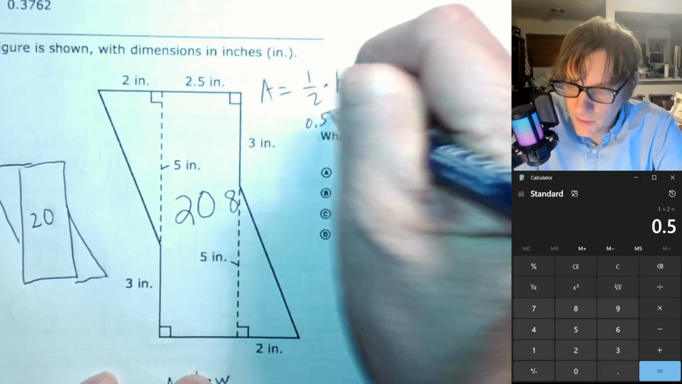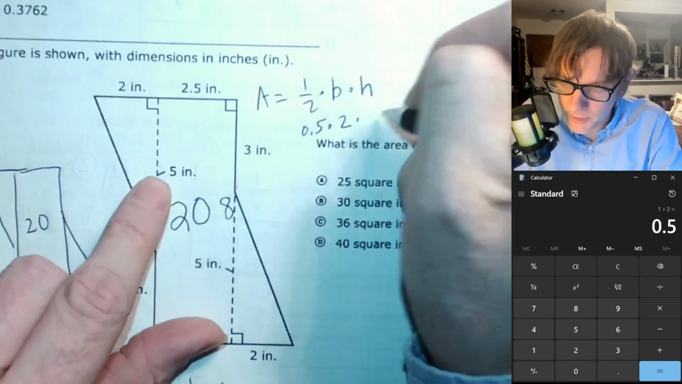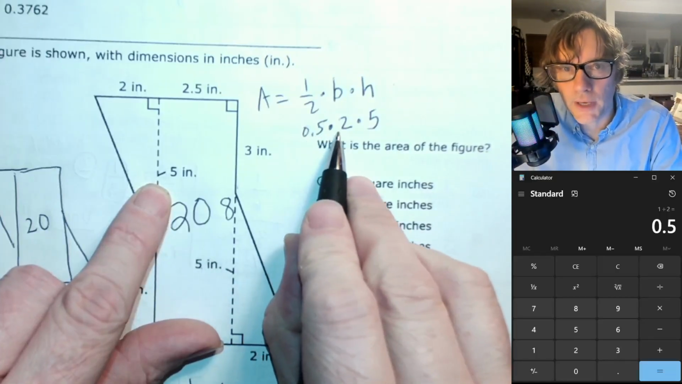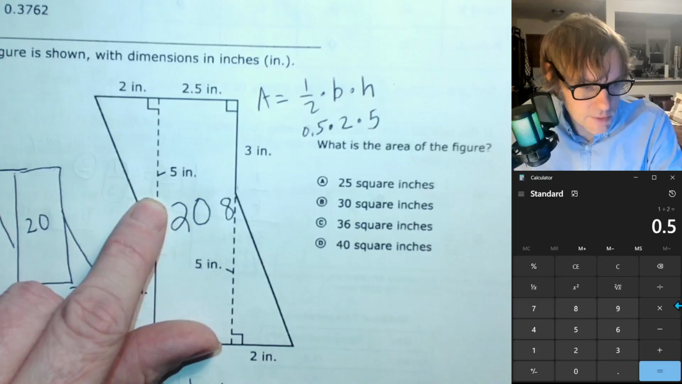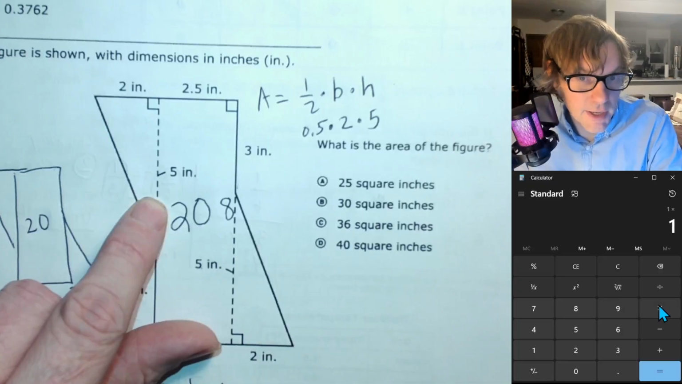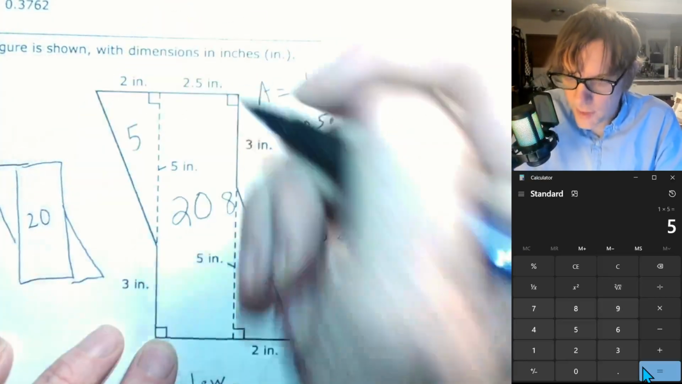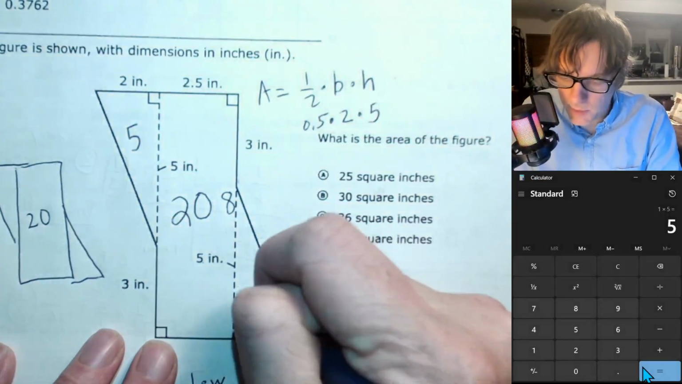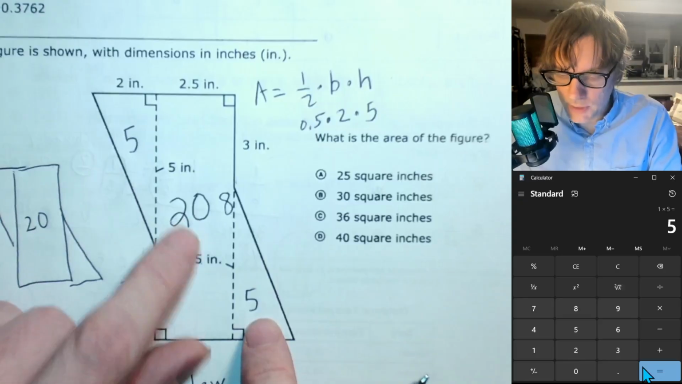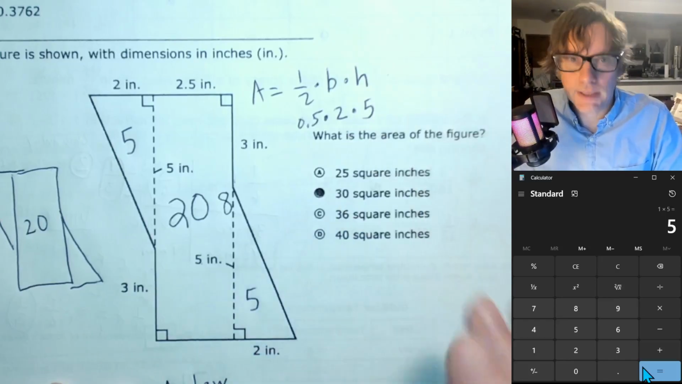I'll write it up right here, and then I'm multiplying by the base, which we'll call 2, and the height will be the 5. Now let's type this whole thing in my calculator: 0.5 times 2 times 5 equals 5 for that one. The other two are the same, they're both 5s. Now add it all up: 5 plus 20 plus 5 is 30. So that answer will be B.